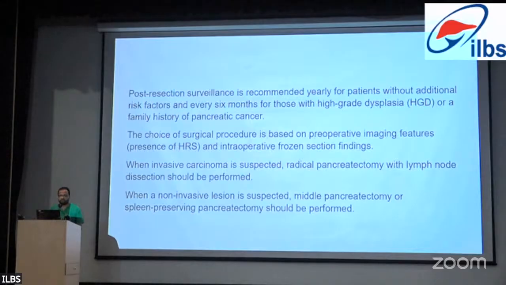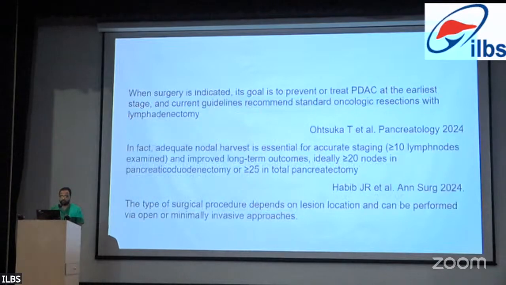Coming to the choice of surgical procedure in such cases, it is mainly based on preoperative imaging features, the presence of high-risk features, and intraoperative frozen section findings. When invasive carcinoma is suspected, radical pancreatectomy with lymph node dissection should be performed. That is oncological dissection. Whenever a non-invasive lesion is suspected, you can undergo a parenchyma-preserving procedure. Where surgery is indicated, the main goal is to treat pancreatic ductal carcinoma at the earliest stage. The current guidelines suggest standard oncological resections with lymphadenectomy.